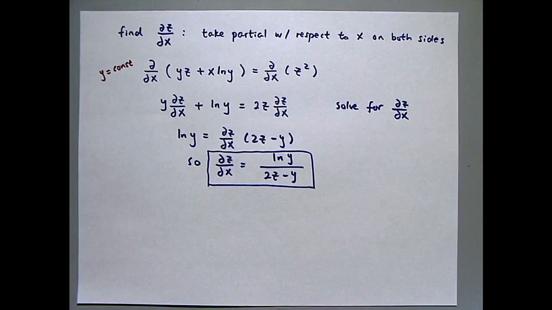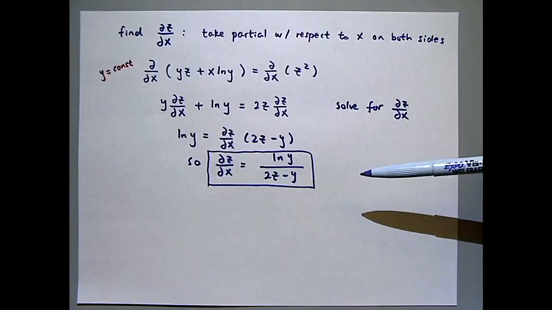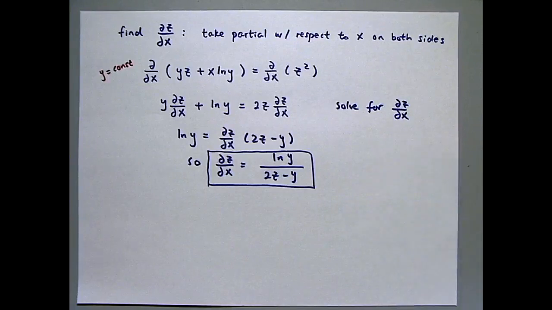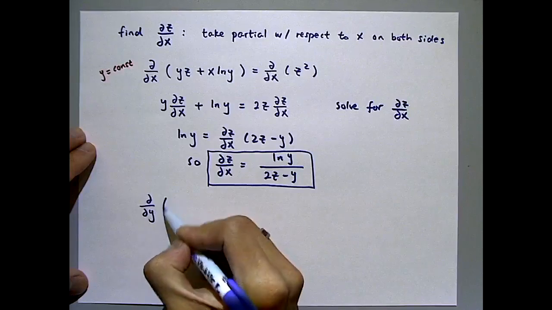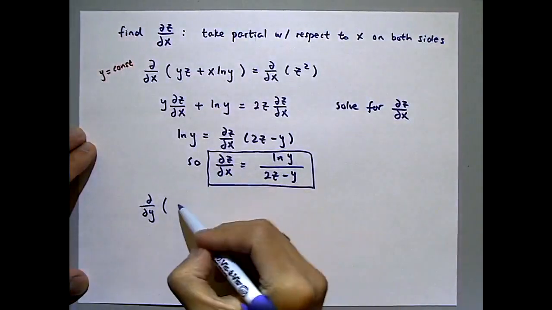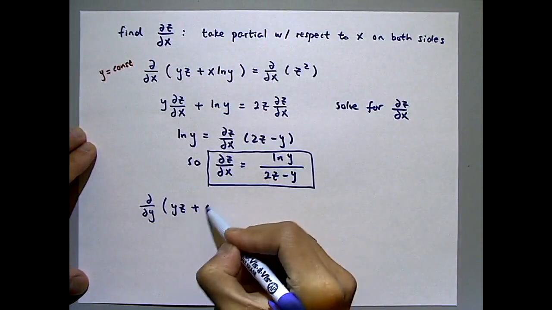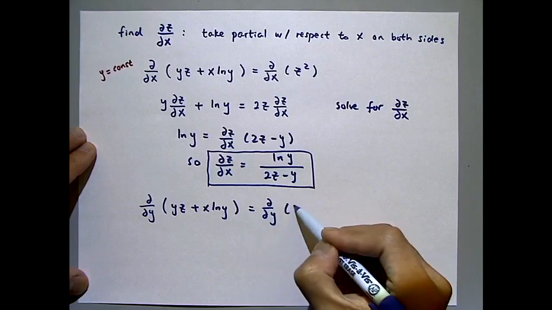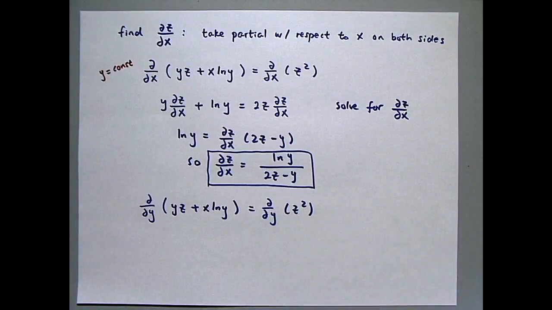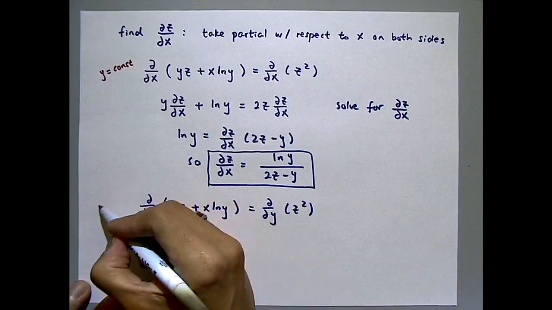Questions? Any question with how I got this? Okay, let's find the other one. Partial with respect to y. Same thing, right? You take the partial with respect to y on both sides. This time x is a constant.